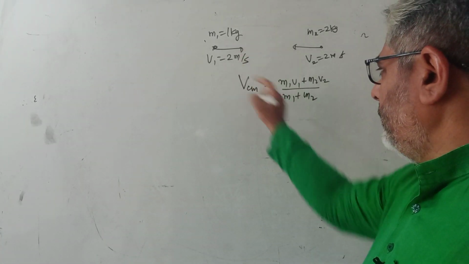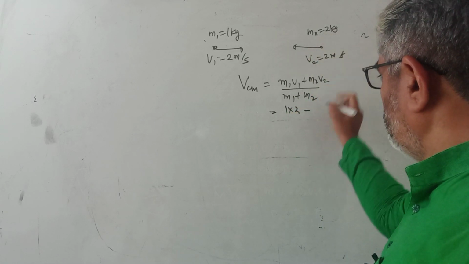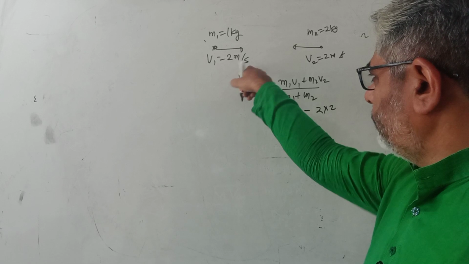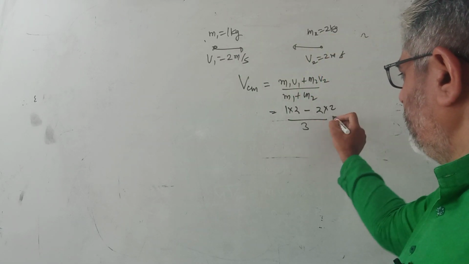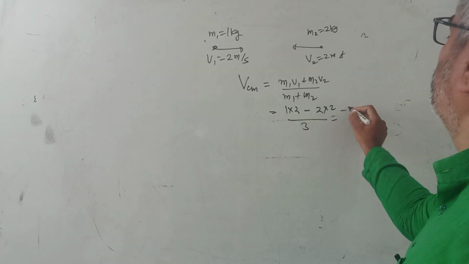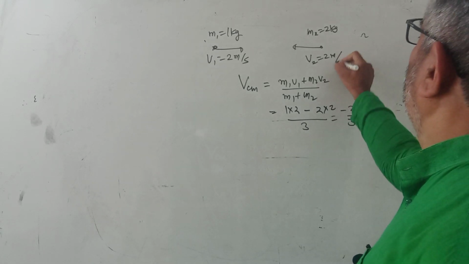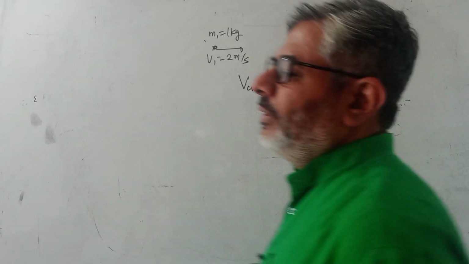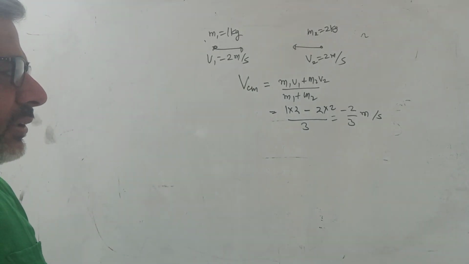So you should say it is 1 into 2, then I should say minus 2 into 2. Why minus? Because if this velocity is positive, this velocity is negative, upon 1 plus 2, that is 3. So the answer is 2 minus 4. How much is that? It is minus 2 by 3 meters per second. This is all in SI units. So the velocity of the center of mass is minus 2 by 3 meters per second.